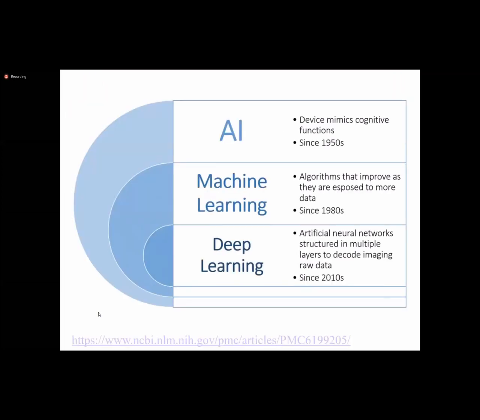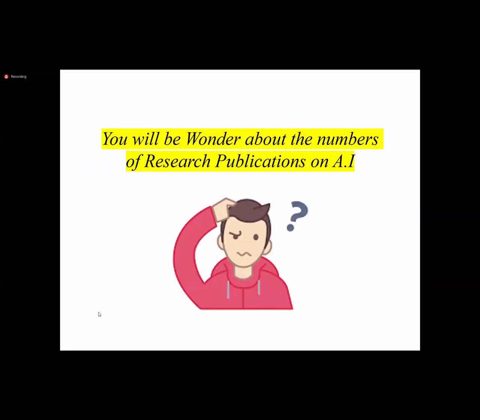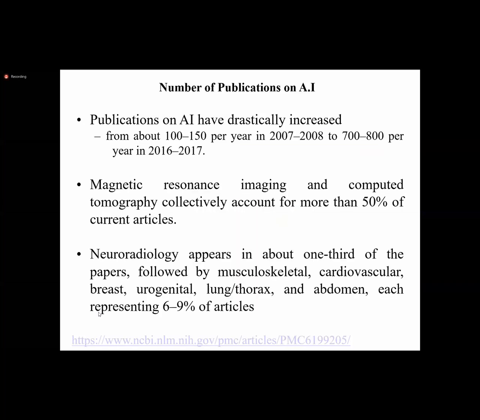So as I told you, the AI mimics the cognitive functions, and it started in 1950. Then machine learning came in 1980, and then deep learning in 2010. Now you will be wondering how many research papers have been published in AI. The total number of research papers published in AI is a huge number, because before 2007 it was 100 to 150, but from 2017 onwards it is 1,000 papers every year.